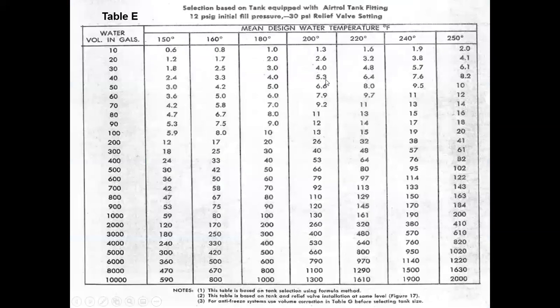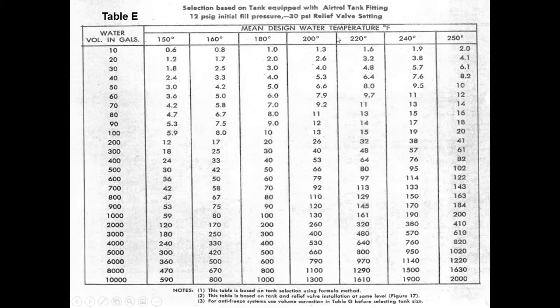And so if that's your condition, then you simply come over here and figure out, and you can interpolate between these. Let's say we had 1,000 gallons in the system and our mean water temperature, okay? Mean water temperature is the average of the supply to the coil and the return from the coil. So often we design around a 20 degree delta T. So for that first column, you might have 160 supply and 140 return. So your mean water would be 150.